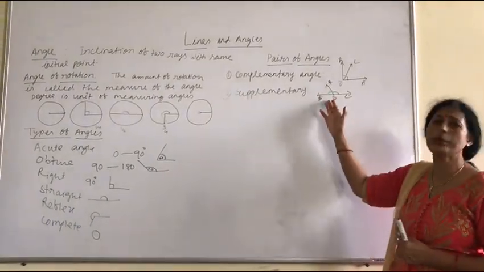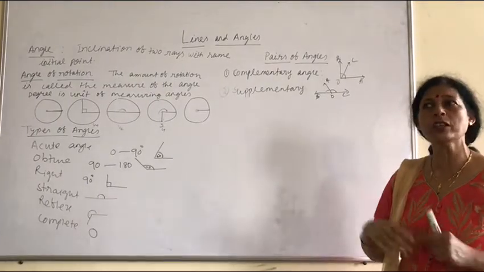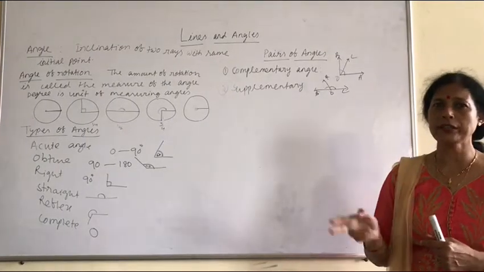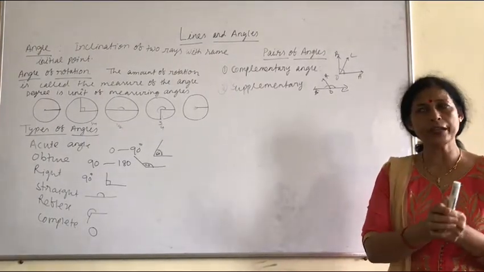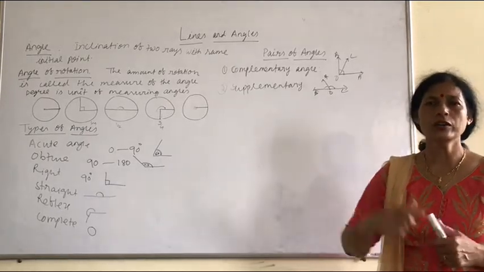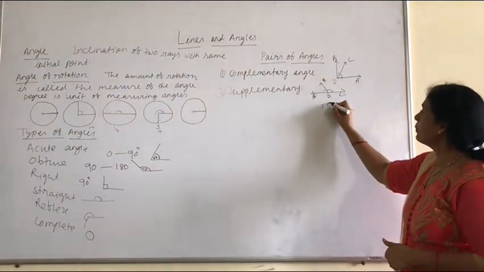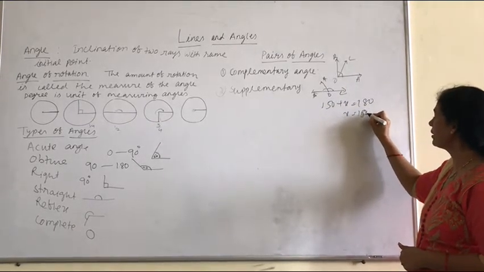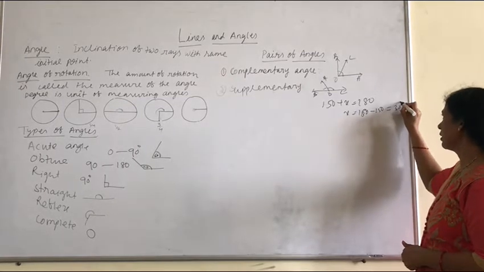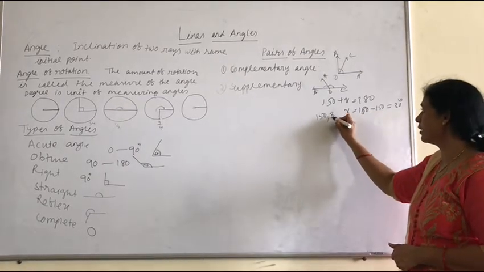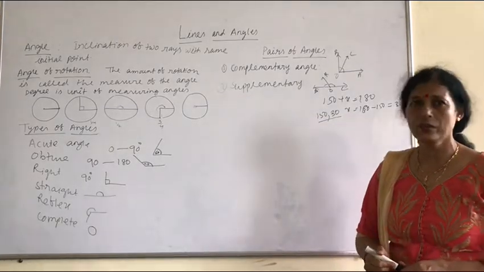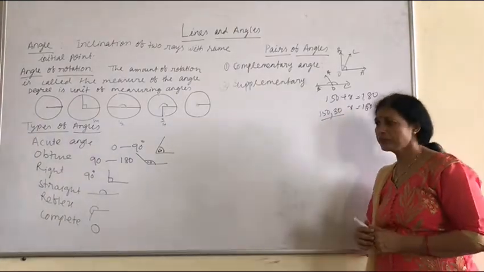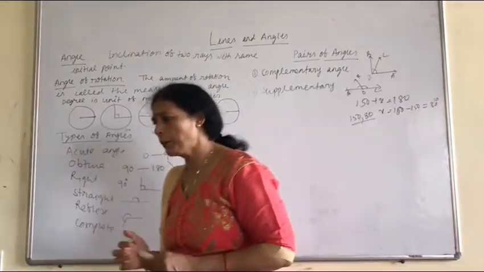Similarly, suppose one angle is given as 150 degrees and you have to find the supplementary angle of 150 degrees. How do you find it? Their sum is 180. Let the other angle be x. So 150 plus x is 180, then x is 180 minus 150, which is 30 degrees. So 150 and 30 are supplementary to each other. Problems related to this, you can solve like this.